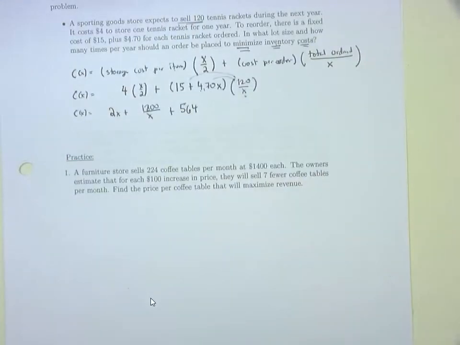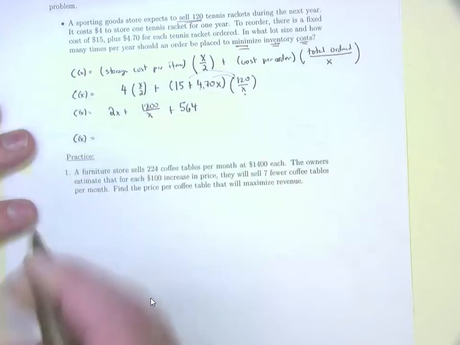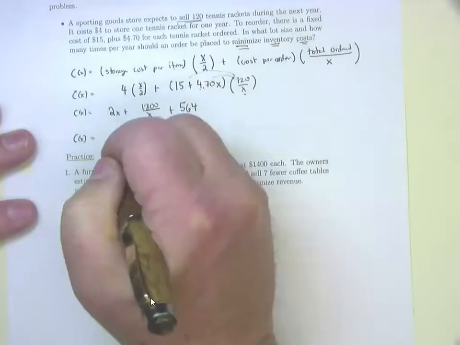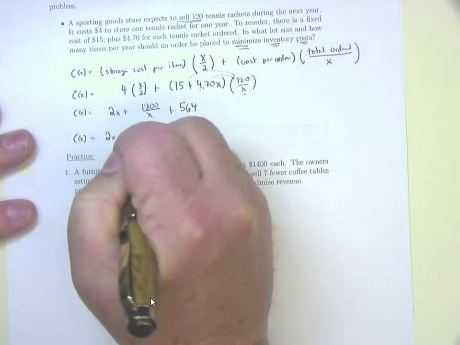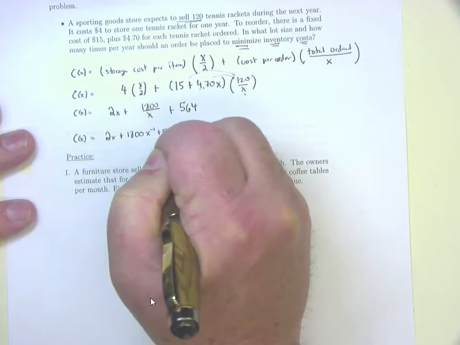So all this is just to get this equation. You with me so far? Now, this is your inventory cost equation. What do you want to do? To minimize, you're going to take the derivative, set it equal to 0, and solve. But before I take a derivative, I'm going to clean them up. And that's going to be paramount on this next test. Clean it up first. So, cleaning it up, I don't like terms on the bottom. I'm going to bring them to the top and make them negative exponents. So this will be 2x plus 1,800x to the negative 1 plus 564.